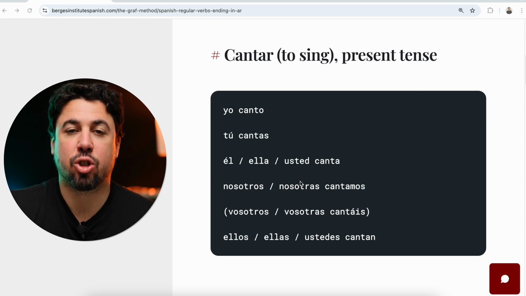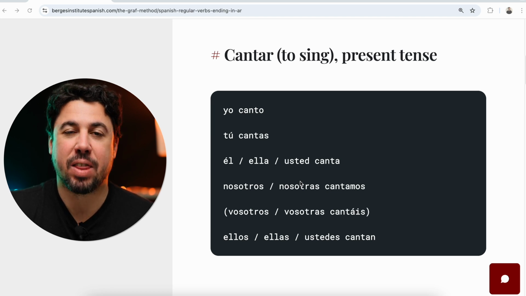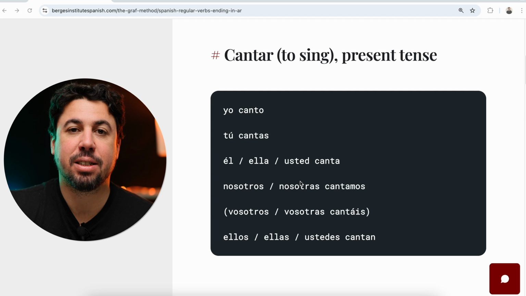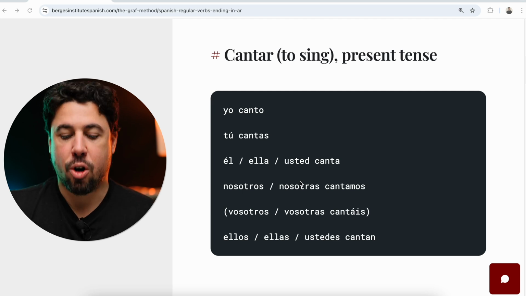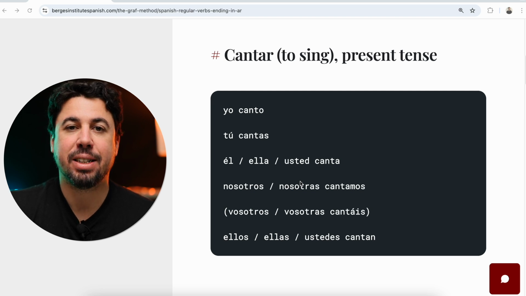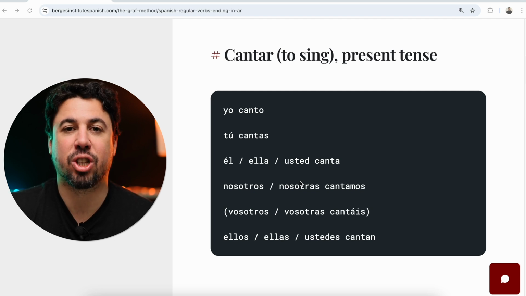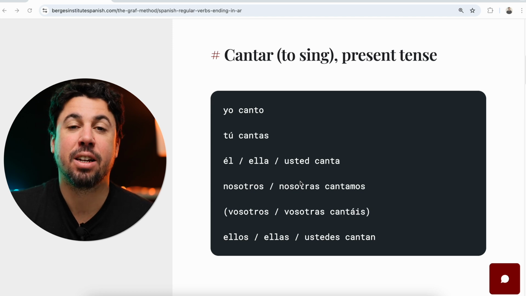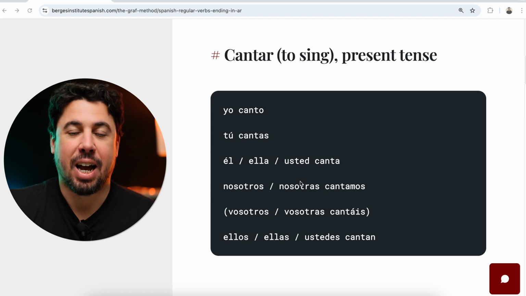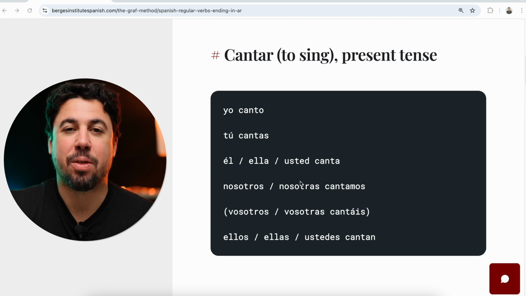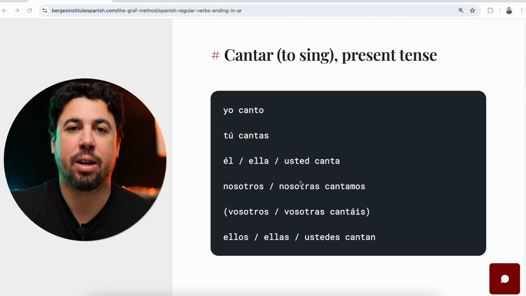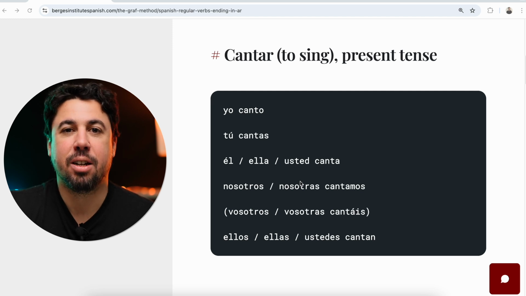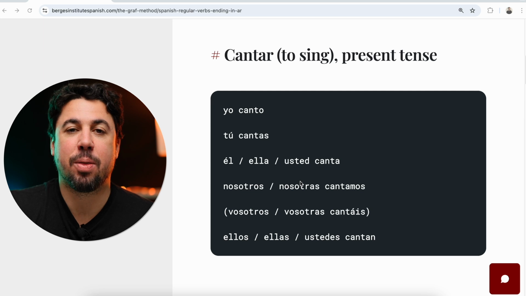We sing, nosotros, nosotras, cantamos. You all sing informal, vosotros, vosotras, cantáis. They sing, ellos or ellas, cantan. You all sing formal version, ustedes, cantan. So all together, yo canto, tú cantas, él, ella, usted canta, nosotros, nosotras cantamos, vosotros, vosotras cantáis, ellos, ellas, ustedes cantan. And without the personal pronouns, canto, cantas, canta, cantamos, cantáis, cantan. He sings in the shower. Él canta en la ducha. They sing every day. Ellos cantan cada día.